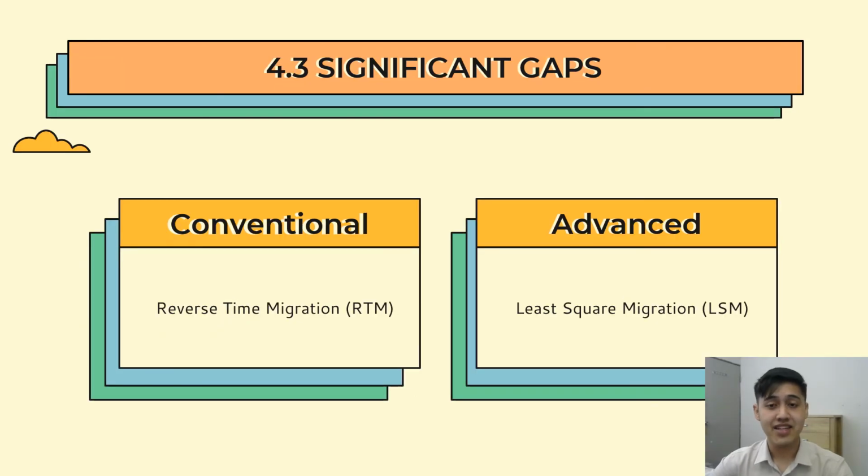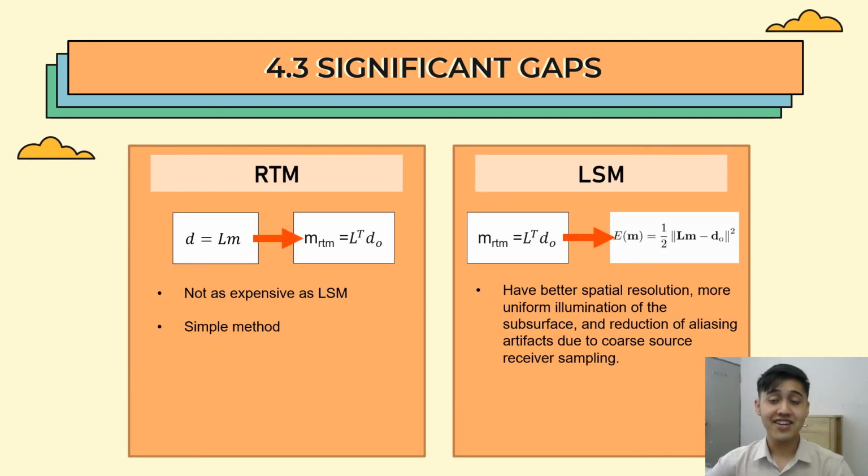Next, for the significant gaps, it consists of a conventional method and an advanced method. The conventional one is reverse time migration, RTM, and the advanced method is least square migration, LSM. We can clearly see that these two methods have different formulas. RTM forms the subsurface image by reversing the forward wave propagation effects from the data. For LSM, there is an addition of the inverse Hessian. Other than that, RTM is not as expensive as LSM and is a simpler method, while LSM has better spatial resolution, more uniform illumination of the subsurface, and reduction of aliasing artifacts due to coarse source-receiver sampling.